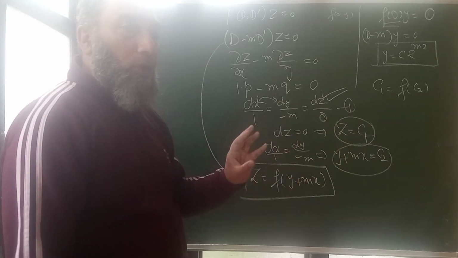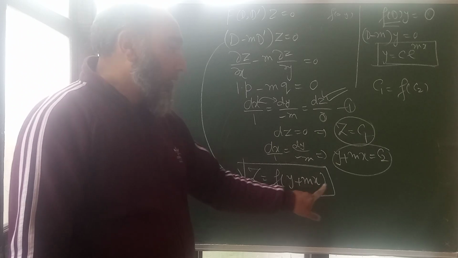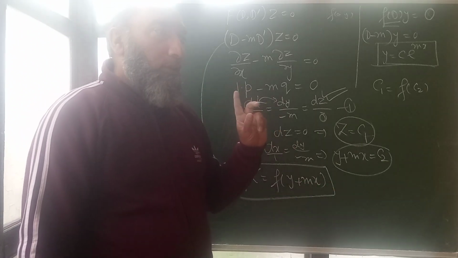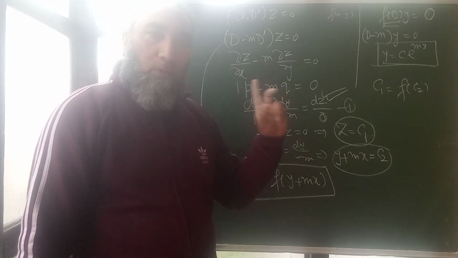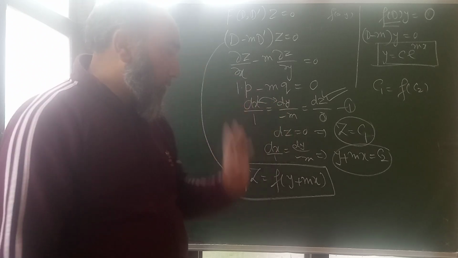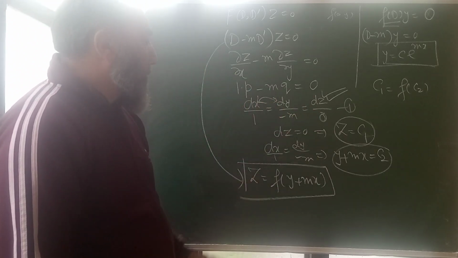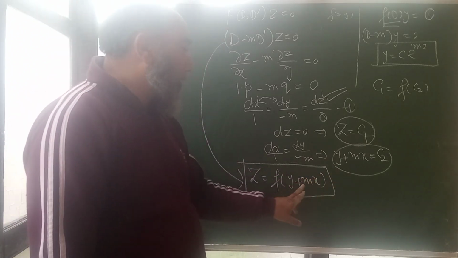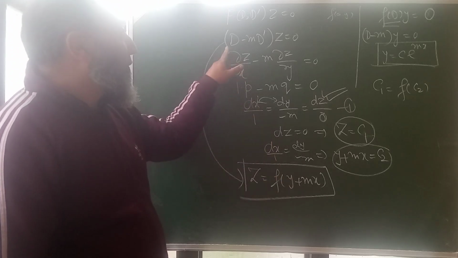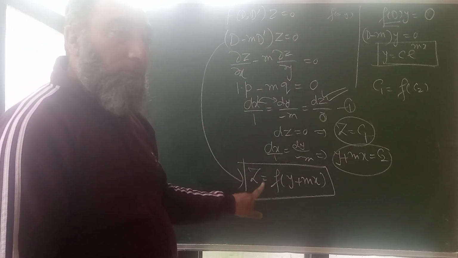How many roots do you have? If you have two roots, m1 and m2, you will get f1 of y plus m1x plus f2 of y plus m2x. Same reason, you have the superposition principle. If y1 and y2 are solutions, then c1 y1 plus c2 y2 is also a solution, right? For repeated roots, I will show you, it will be x times. And for complex roots, you don't have to worry. Now, this is the solution for the factor D minus mD dash operating on z equals 0.